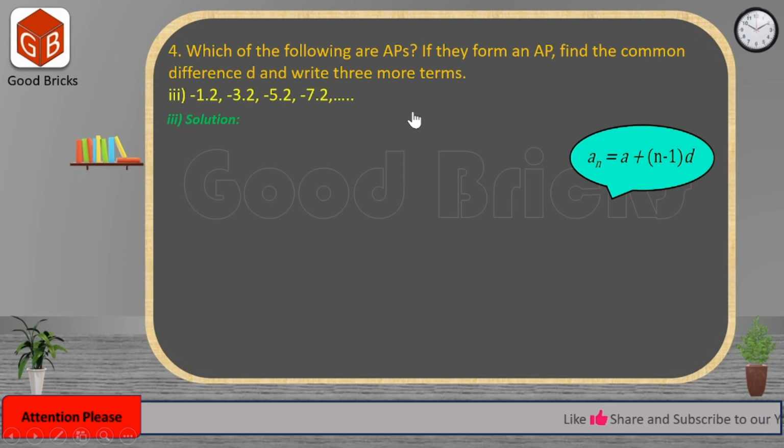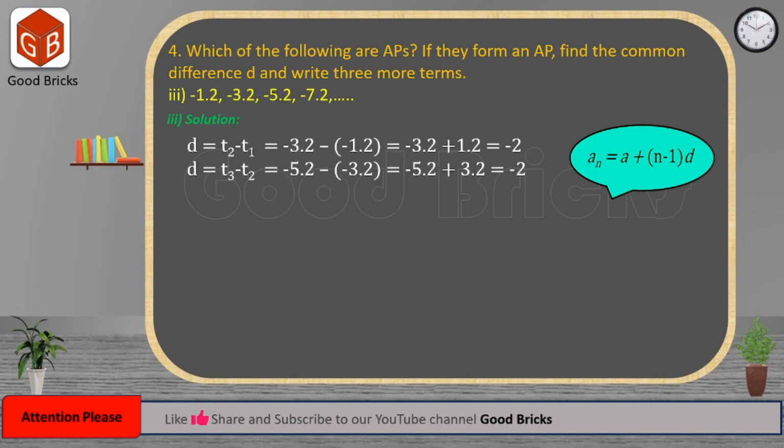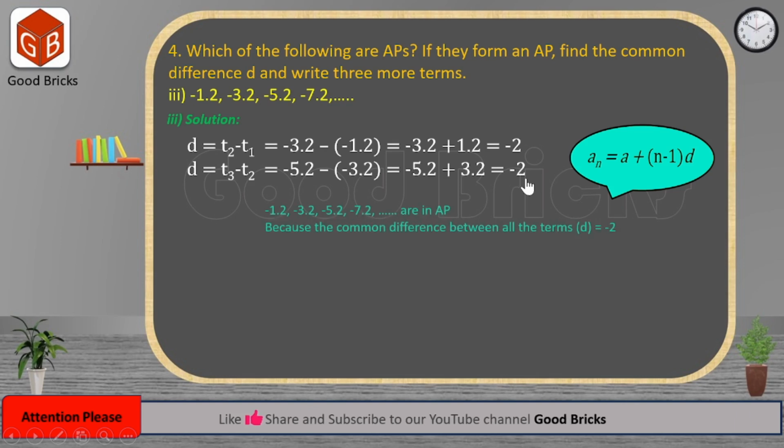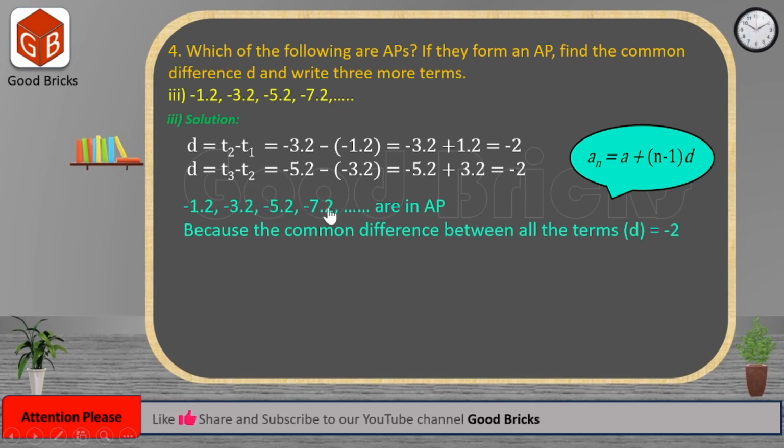Now let us have a look at this third bit of the fourth problem. If we find the difference between two consecutive numbers, we will get the same answer, -2 and -2. So since there is a common difference, this series forms an arithmetic progression and the common difference is -2.